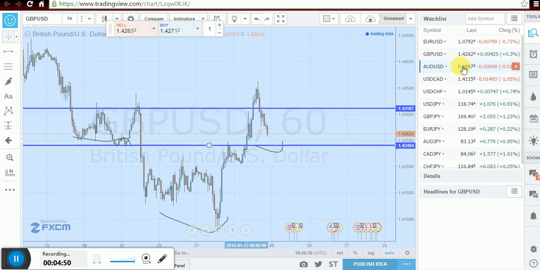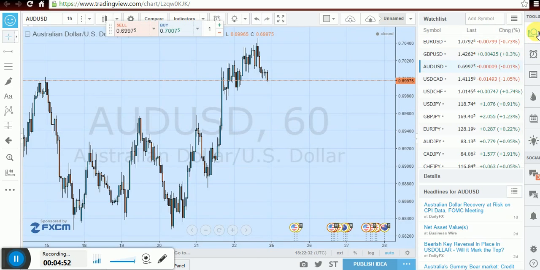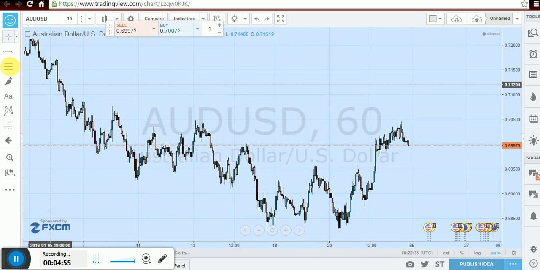Let's head over to the next currency pair. I do have a short position on the Australian dollar against the US dollar. It was actually a bad pattern that completed on Friday.